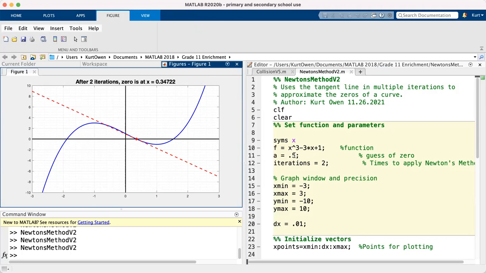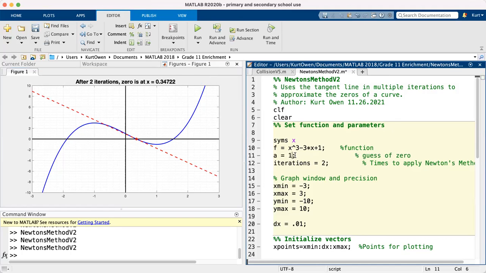But what would happen if we had guessed that our 0 was at 1? Okay, we can't just randomly make guesses, because look at what happens if I guess that a was 1. Whoops, what happened here? I'm not seeing my tangent line at all, okay? And the reason for that is because at a equals 1 exactly, the tangent line would be horizontal, because that actually turns out to be a local minimum of the function. Not sure why it's not graphing it in, but it's not.